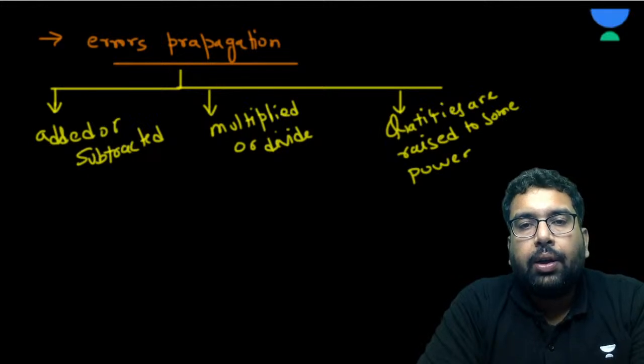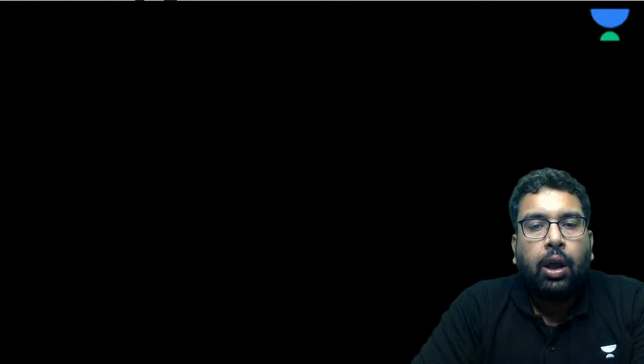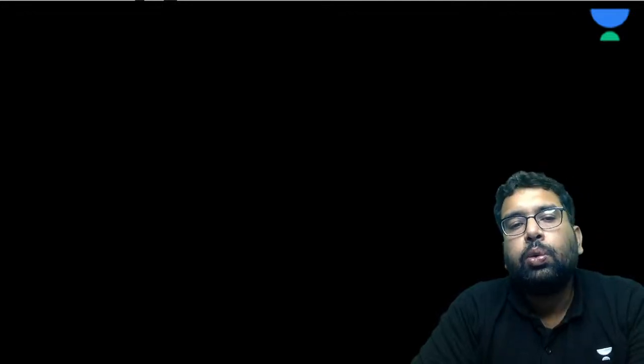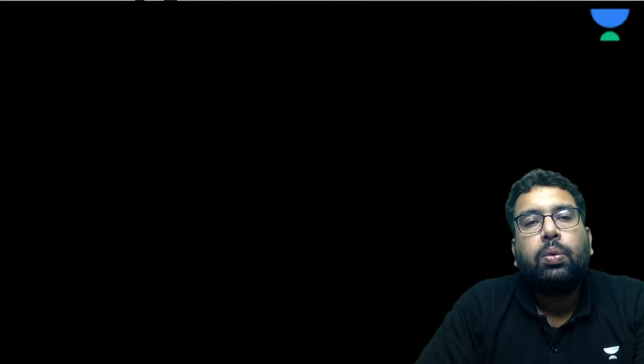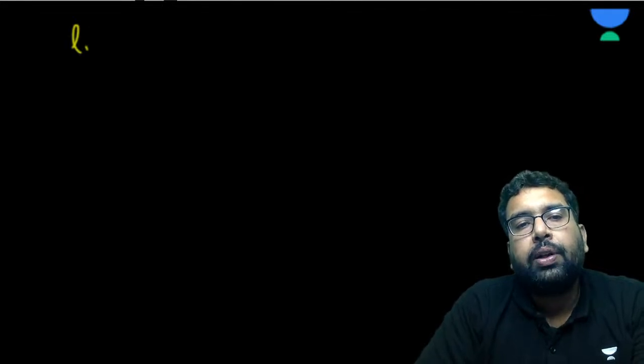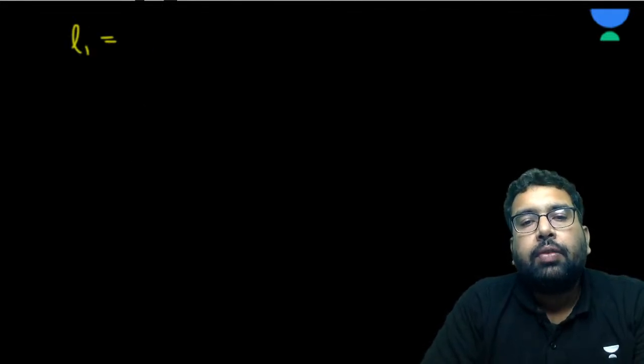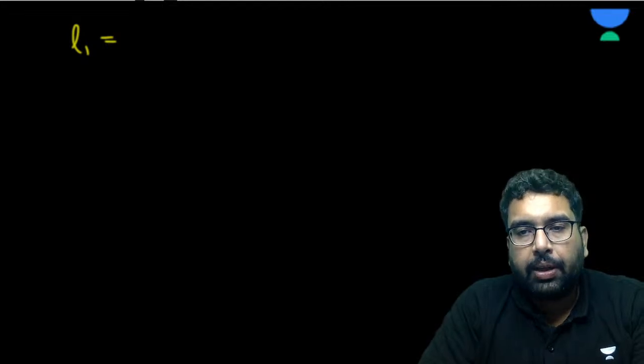Okay. Now, under such conditions, how are the errors going to be propagated? Let's suppose, first of all, try to understand it. As I said, there is no quantity that is without any error. That means that when you are measuring something, there will definitely be some error in that measurement.